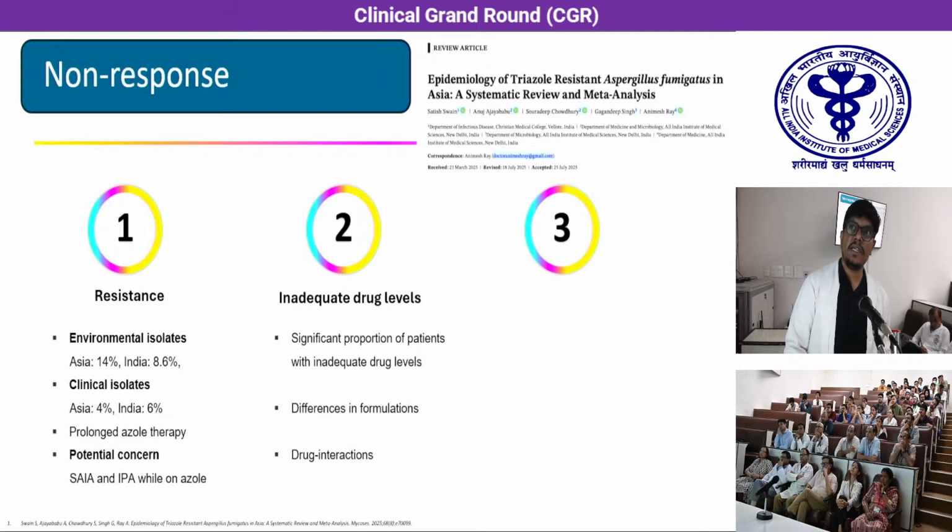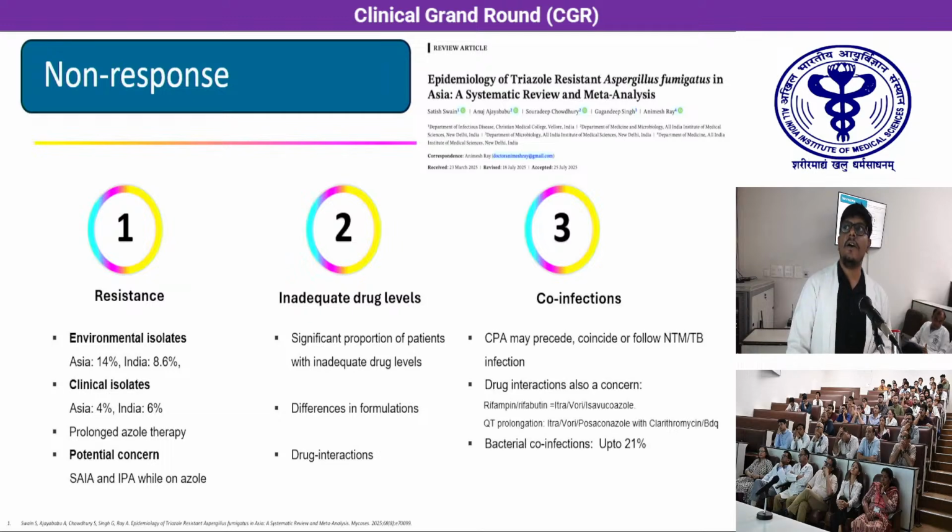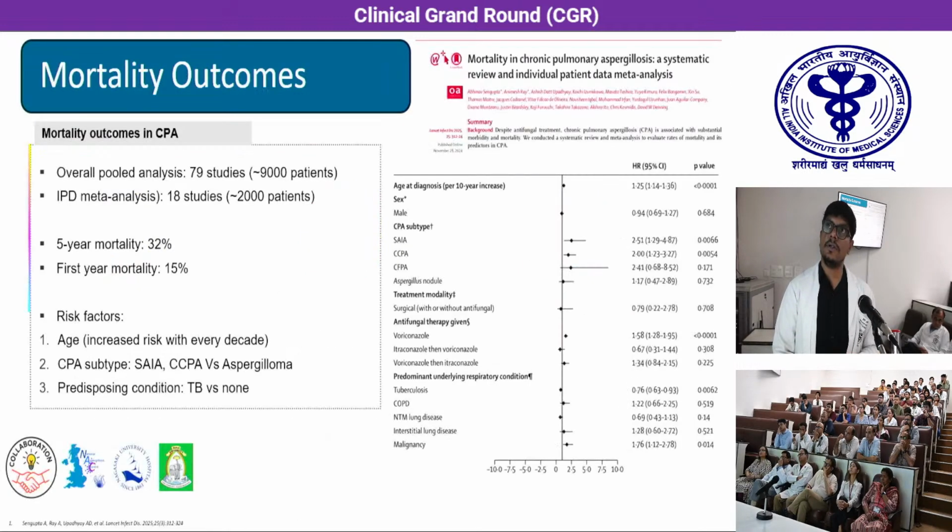Second would be inadequate drug levels. Literature says that up to 40 to 50% of patients might not achieve therapeutic drug levels, either due to differences in formulations or possible drug interactions. Finally, co-infections. As discussed previously, NTM and TB can precede, coincide, or follow CPA. In addition, bacterial co-infections can also be present in around one-fifth of the patients, thereby affecting clinical outcomes.